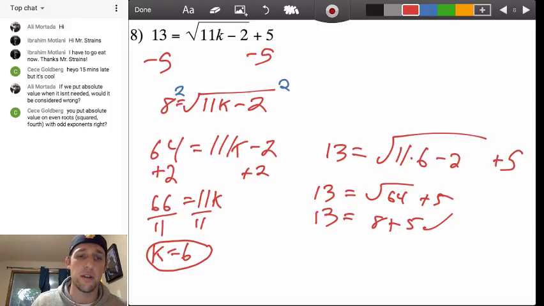CC asked a good question, and it's related to if you're in regular algebra, you might not get this now, but we'll be talking about this week. You only put absolute values on even roots, squared and fourth roots with odd exponents. Yes, so even roots are the only ones where you need absolute values, and it would have to be something that could potentially be negative on the outside. So yeah, that would be a negative root.